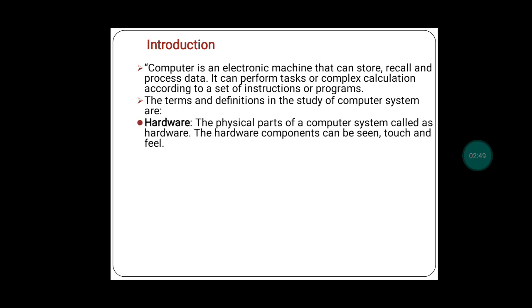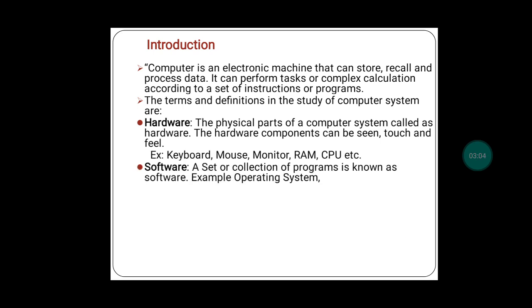The first thing is hardware. Hardware is nothing but whatever we can see on the computer. Suppose a monitor, we can see it, we can touch it, we can feel that. So that is nothing but hardware. Some examples: keyboard, monitor, RAM, CPU. Next is software. Software is nothing but a set or collection of programs or instructions. One example is the operating system.